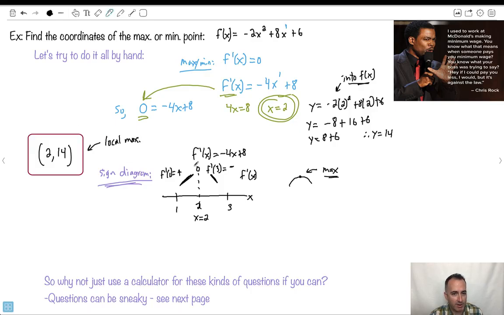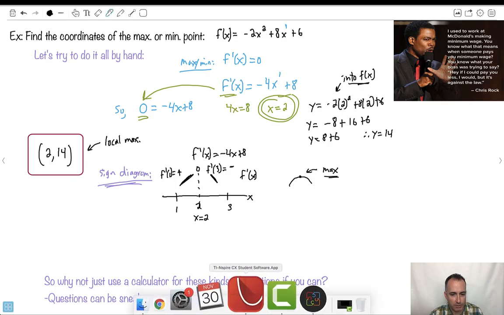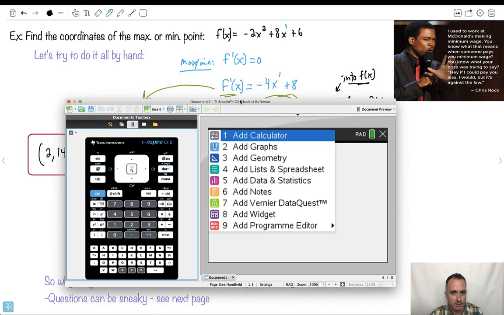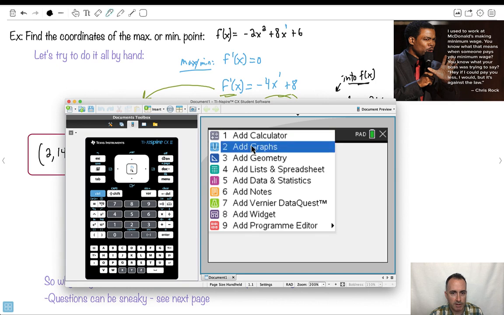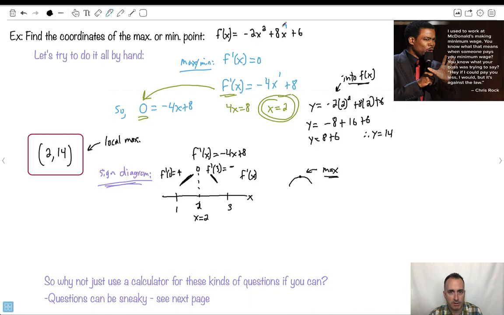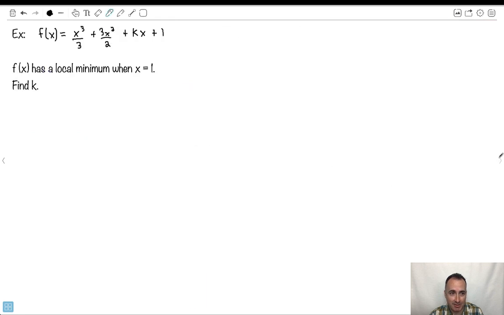Now you might wonder, why don't I just use my calculator for this? Because this is super easy to do on a calculator, isn't it? I can just say, all right, here's my graph. Give me the graph of minus 2x squared, all that stuff. I can do all that right here on my graph. But sometimes the questions are a little bit sneaky. Sometimes they're phrased in such a way where you can't just use your calculator.